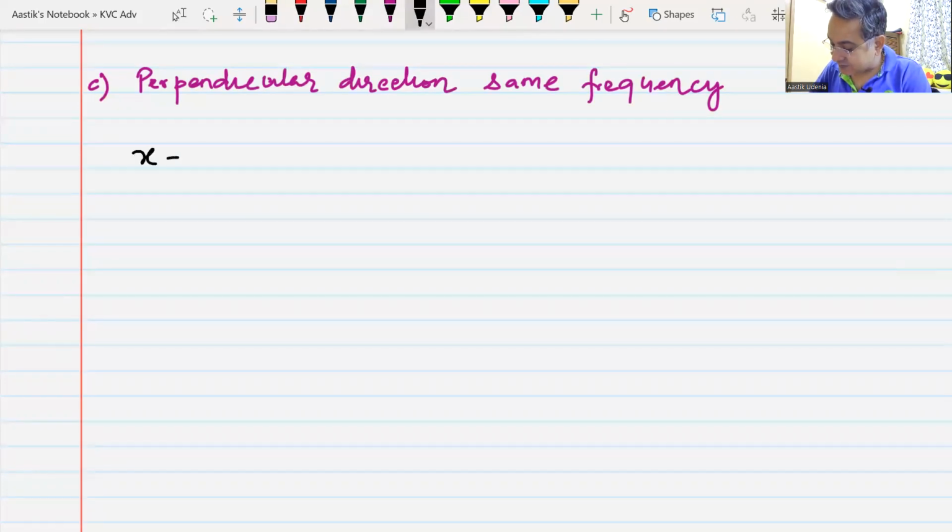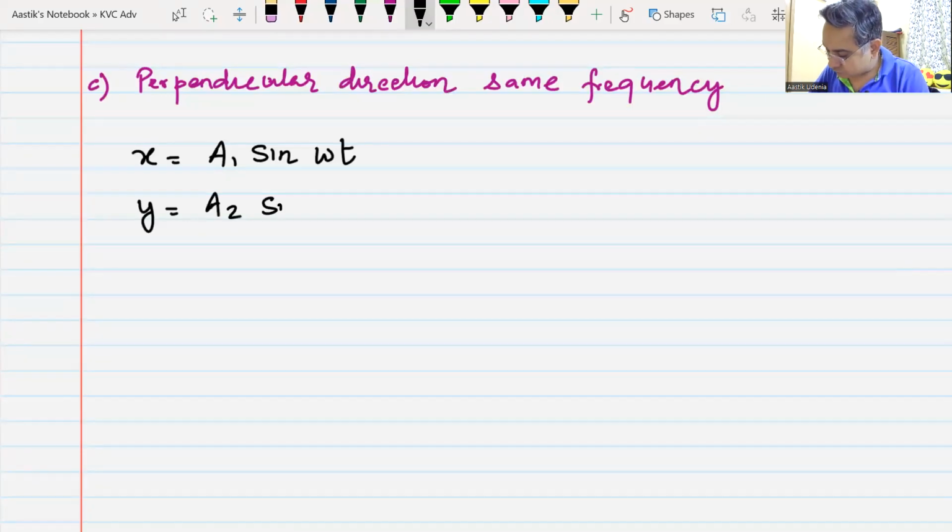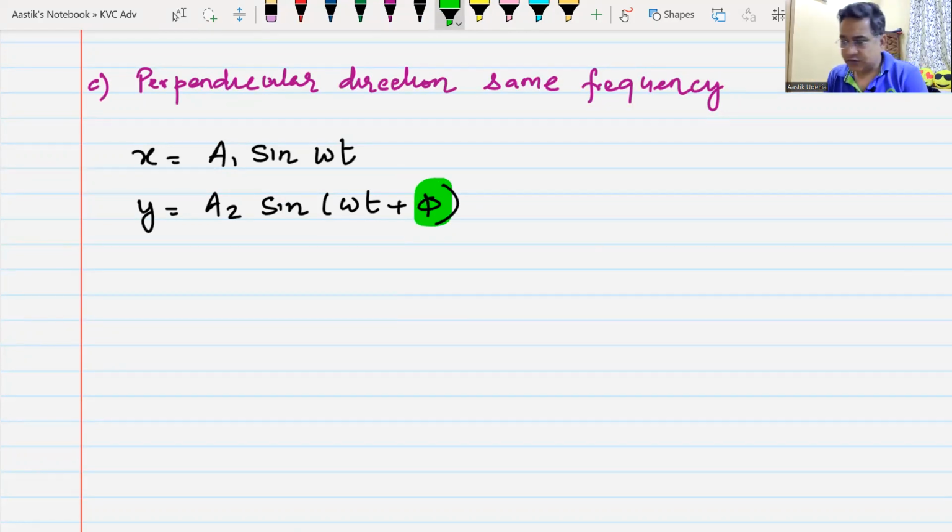Let us say the first SHM has amplitude A1, x equals A1 sine omega t. Then it is also executing SHM along the y-axis, y equals A2 sine omega t plus phi. Now, what type of motion it will have depends on the value of phi. Remember, when the motion was along the same axis, phi did not have much of a say. It was just the phase difference.